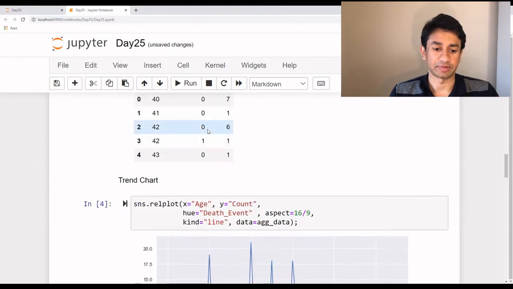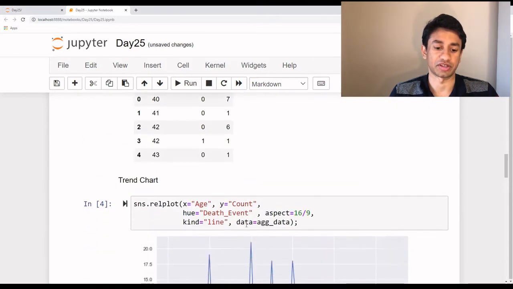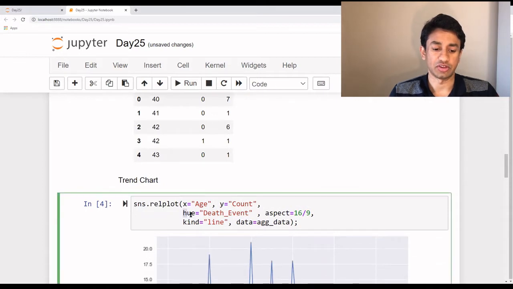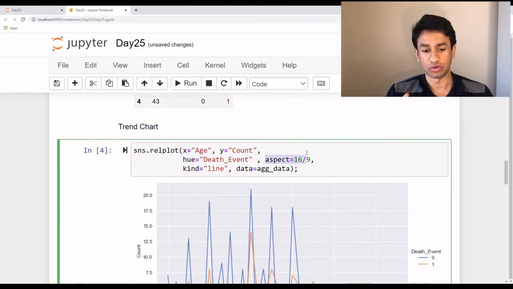So we can see that I'm just passing the parameters like age, and then the count, that's the other axis. And then I'm saying the hue should be the death event, which means this is categorical data, and depending upon the value, a different color code needs to be specified. I'm also giving an aspect ratio for how big the chart should be. Even without the aspect ratio, the default size should be good enough. And then I'm saying the kind is a line chart, and this is the data. So as you see, it's very simple.